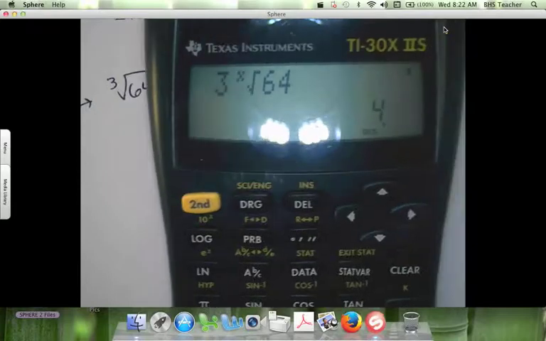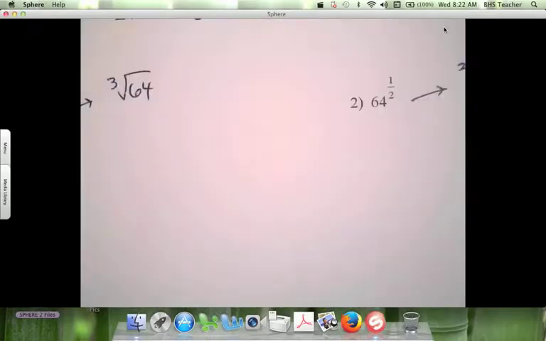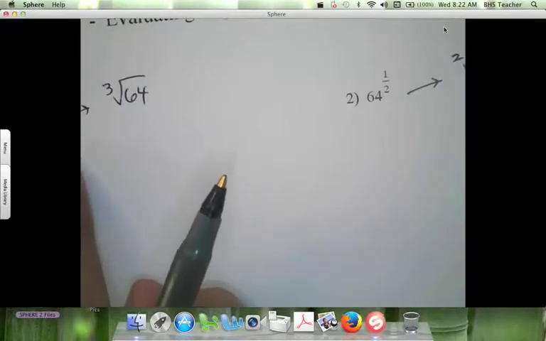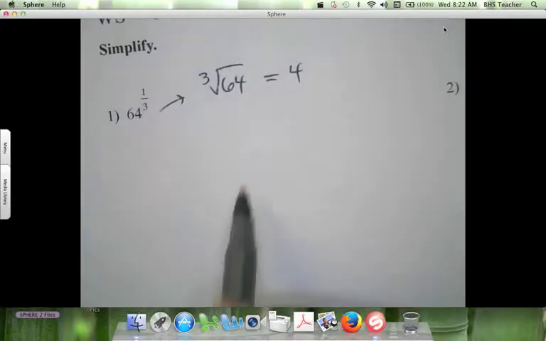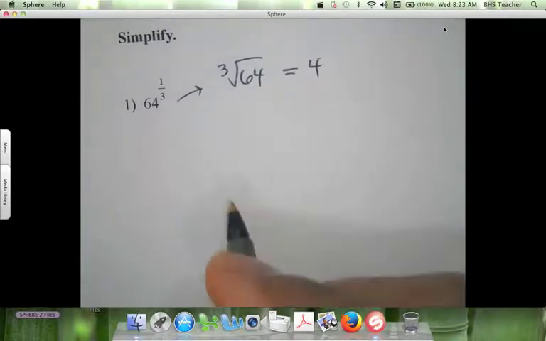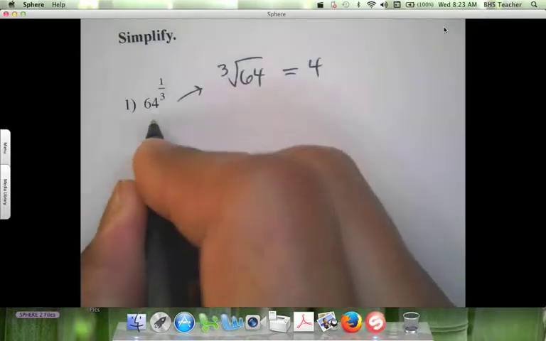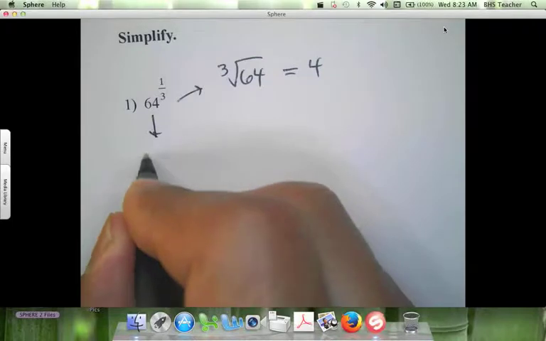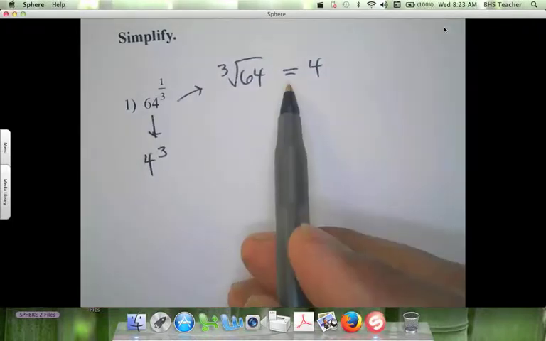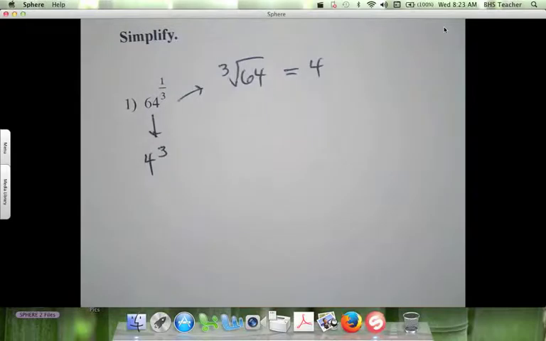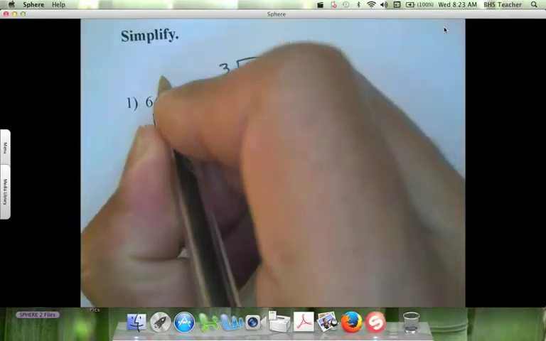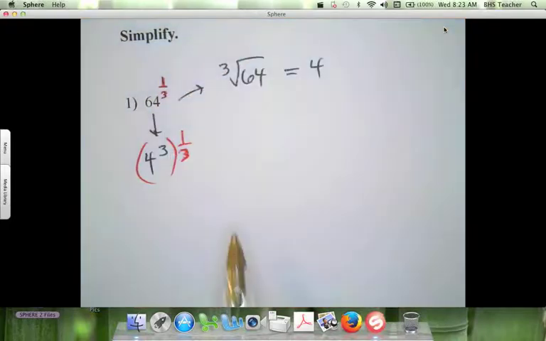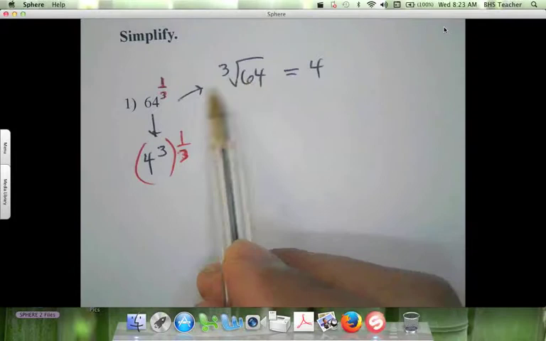The answer is 4. Okay. That means that this 64 is the same as 4 cubed, because you found the cubed root. And you still have the power of 1/3. See, you still have this 1/3 out here. But the cube root of 64 is 4. That's just this part.